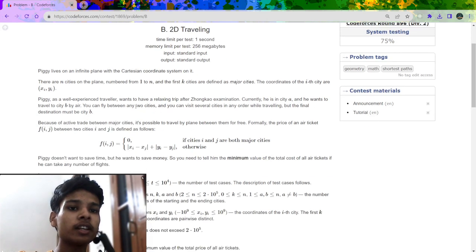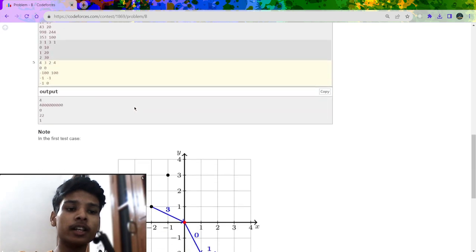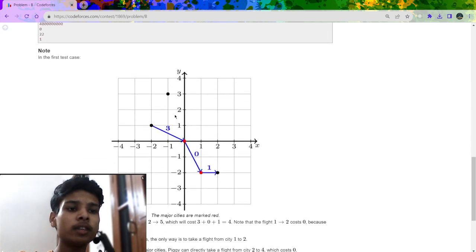What the problem says is that we will be given an infinite grid, and on the grid we have some cities, and some cities are major cities and some cities are non-major cities. If we want to travel from a major city to another major city, then the cost is zero. But if we want to travel from a non-major city to a non-major city, then the cost of traveling is the length, the distance between them. Also, if we want to travel from a non-major city to a major city, then the cost of traveling between them is also the distance between them.